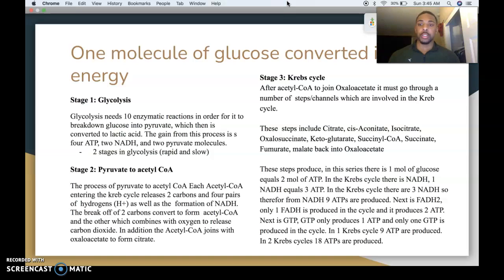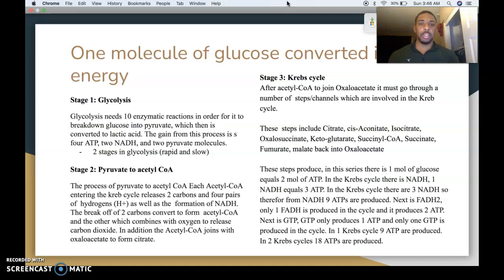So after that, stage 2, pyruvate to acetyl-CoA. In the process of pyruvate to acetyl-CoA, each acetyl-CoA enters the Krebs cycle and releases 2 carbons and 4 pairs of hydrogens. But before that, from pyruvate to acetyl-CoA, pyruvate oxidation must happen to form NADH, 2 carbons that break off to form acetyl-CoA, and some of the carbons form carbon dioxide.